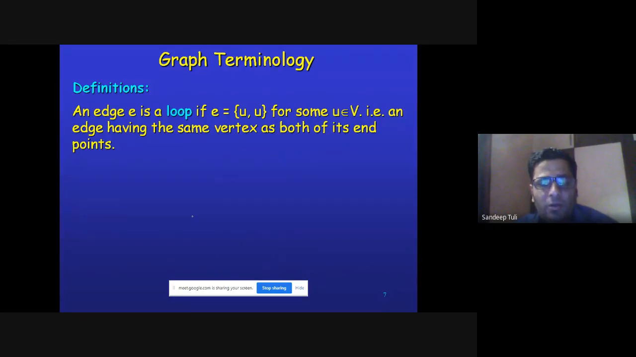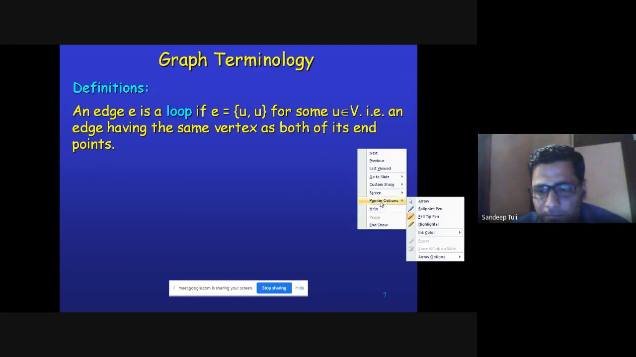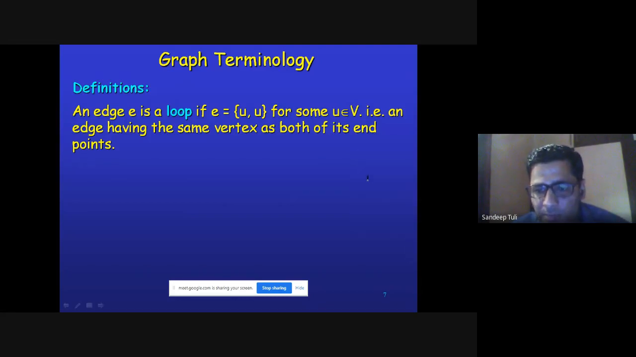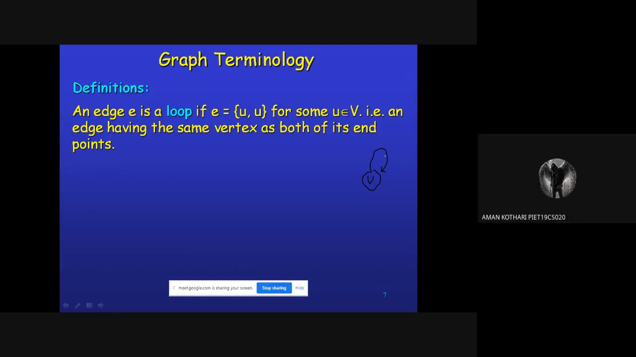An edge is a loop if the starting and ending vertex of the edge are the same. Suppose this is a particular vertex V, and an edge goes from the vertex V to V only, then that particular edge is called a loop. Is it okay? Yes, sir.